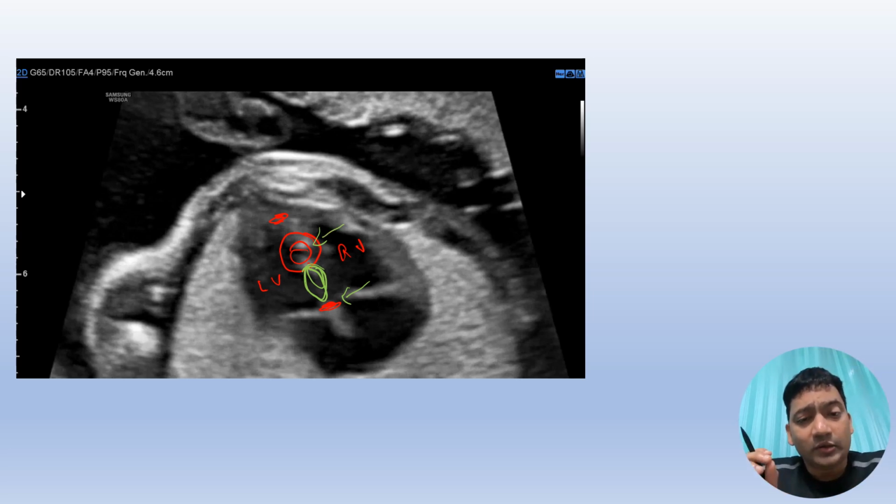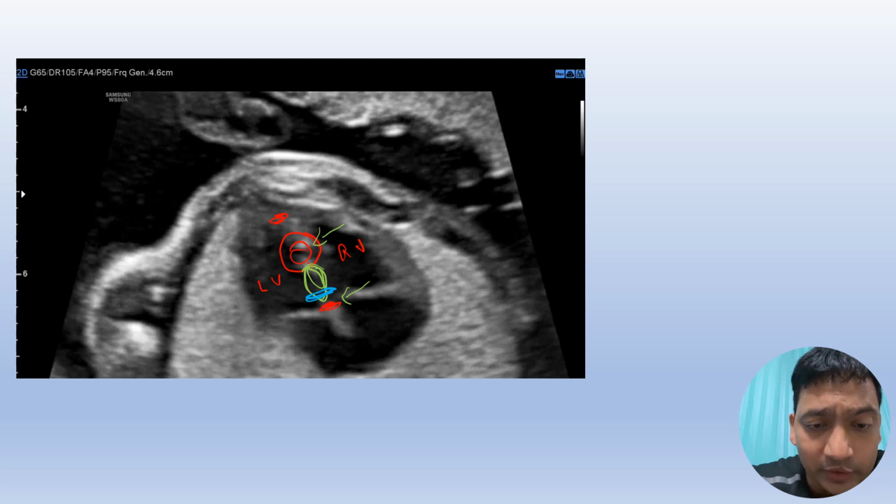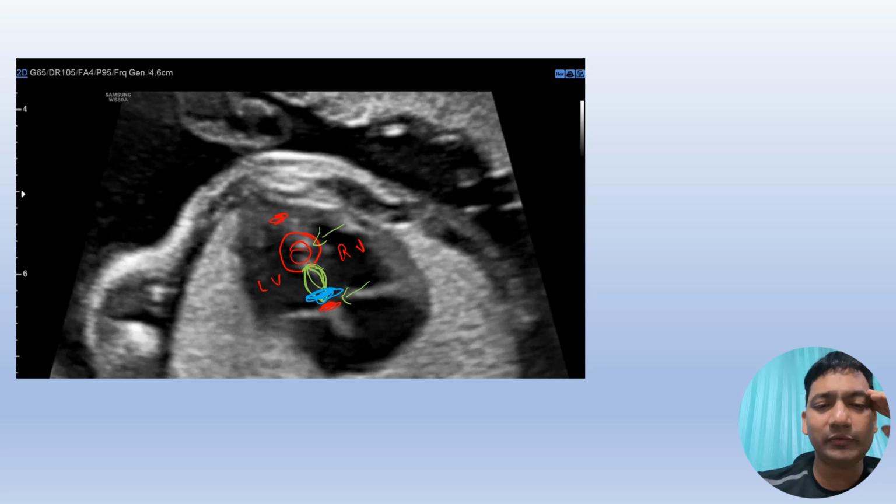Because inlet VSDs would be located over here, the thing that I have marked in blue, and there won't be any normal septal tissue present between the inlet VSD and the crux. So if you're seeing normal septal tissue between the VSD and the crux, then that means you're looking at a muscular VSD and not an inlet VSD, or a perimembranous, or an outlet VSD.